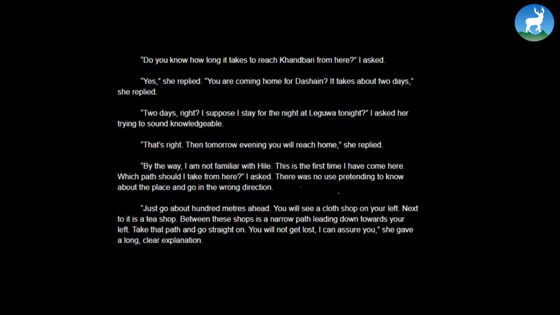By the way, I'm not familiar with Hile. This is the first time I have come here. Which path should I take from here? I asked. There's no use pretending to know about the place and going in the wrong direction. Just go about 100 meters ahead.